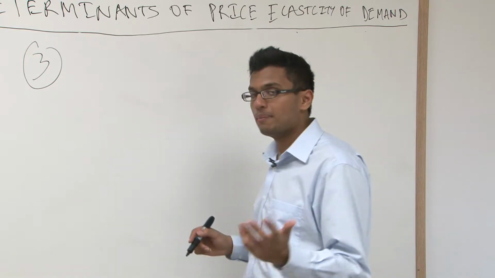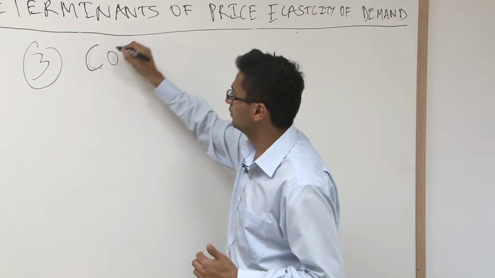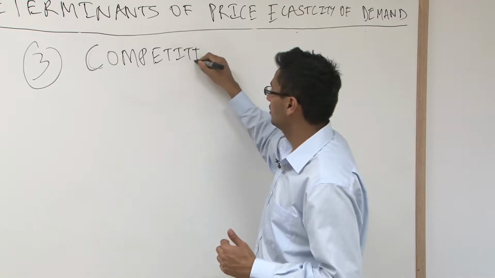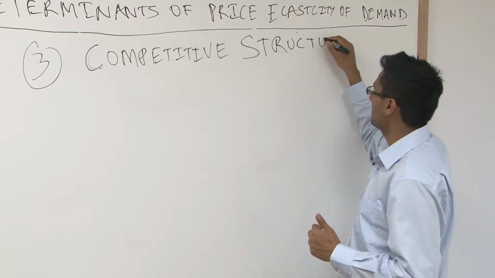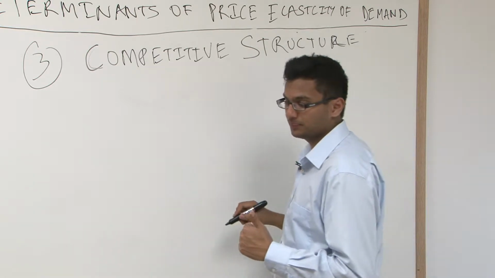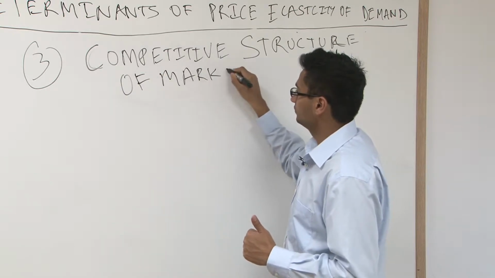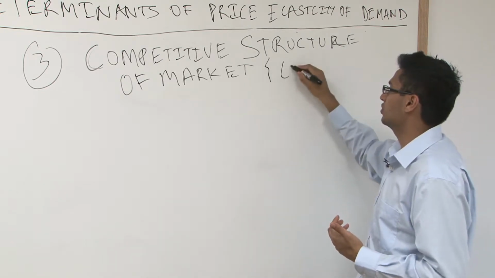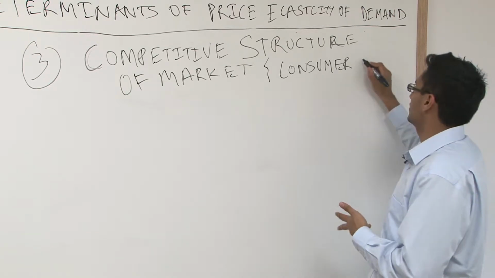So that being said, let me write it down this time. So what's the competitive structure? Competitive structure of the market. And I believe there's another part to it, and it says consumer choices. And consumer choice is also very important, and we'll explain to you why. Consumer choices, okay?